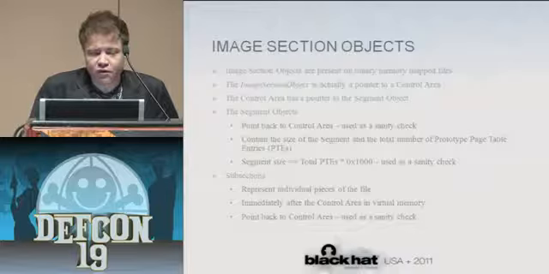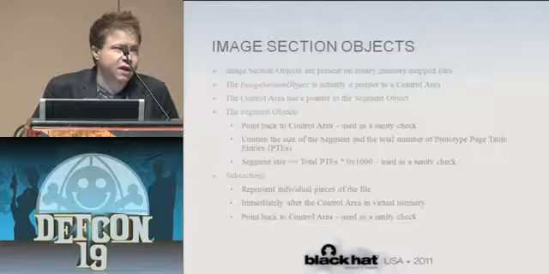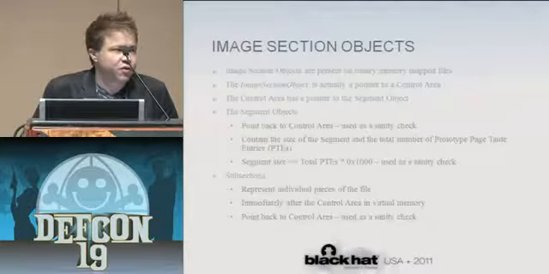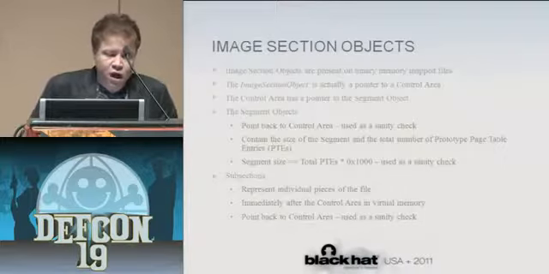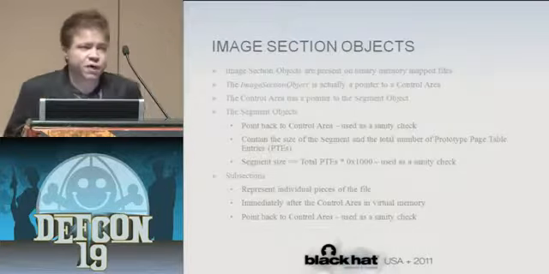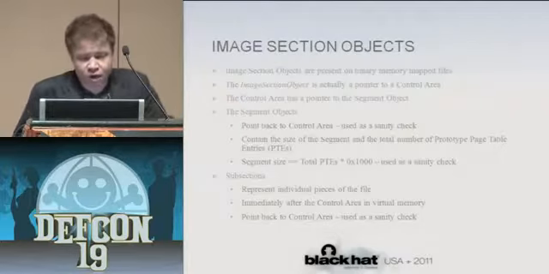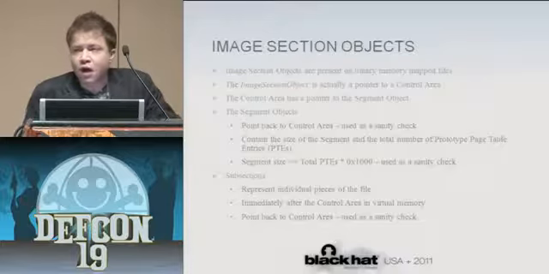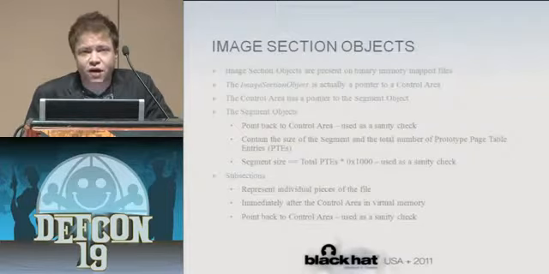That control area will have a pointer to what's called a segment object. This segment object can be used for sanity checking, like if you were just scanning through memory, you may find some artifacts that are no longer in use and aren't actually usable. If you try to parse them in certain code, you'd probably crash. So we'll use this for sanity checking. That segment object will contain a segment size and the total number of PTEs represented by that segment. I'll talk about PTEs in a moment, but basically for a sanity check, the segment size should be equal to the total number of PTEs times the page size.